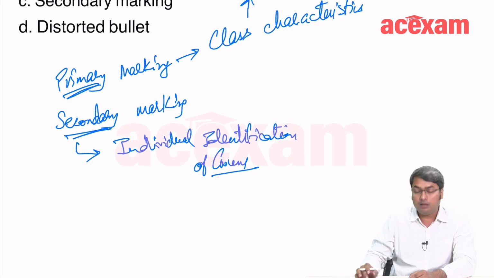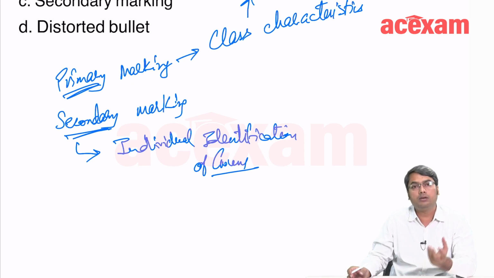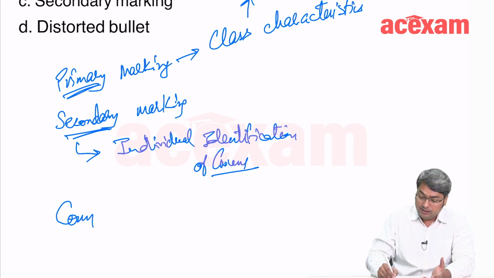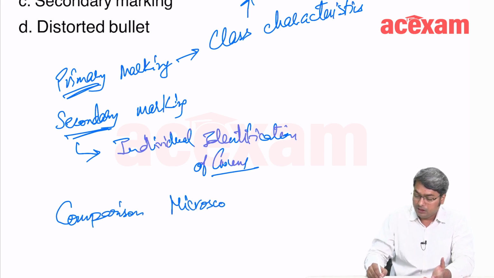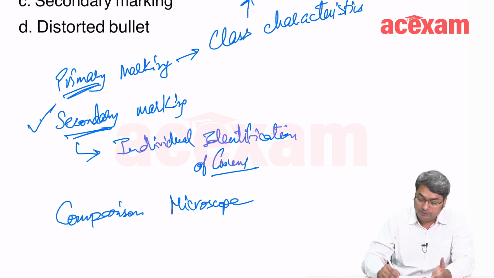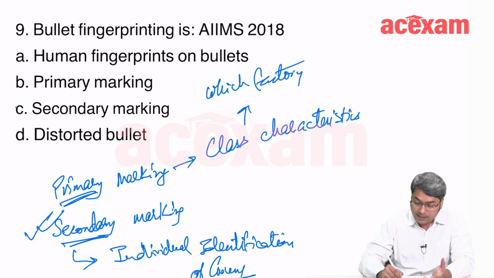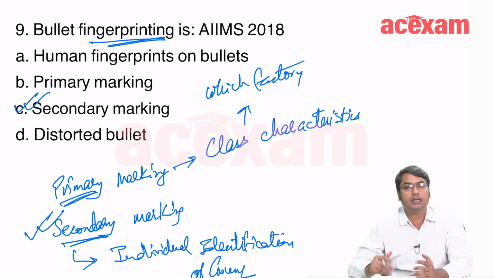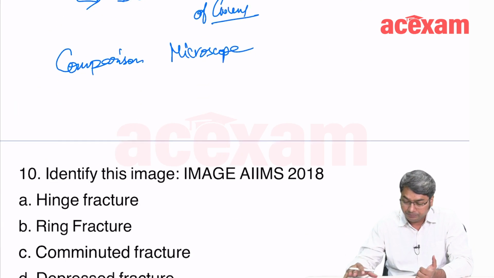So, once we get a bullet from a scene of crime, we have to take it and send it to FSL ballistics department, where they check whether this bullet was fired from this gun or another gun, and there they use a comparison microscope. So, if we find secondary markings, then that will be the typical bullet fingerprinting, as if I am identifying the bullet, just like fingerprinting of a human being.